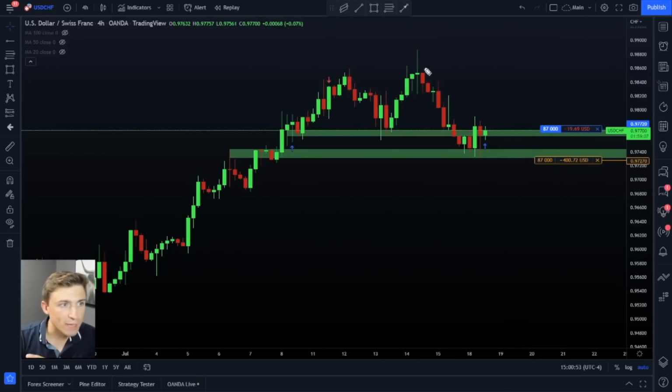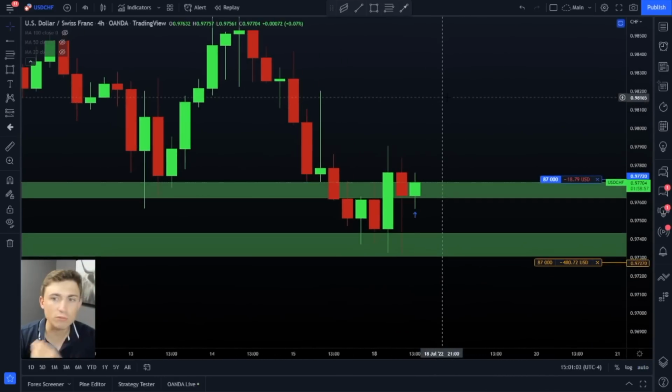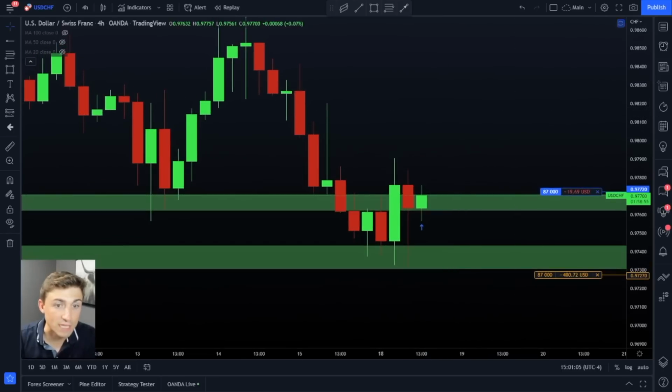So we came down here this week and we saw a nice little bounce off of this level so far. And after this retest, we got this candle right here. And I want to show you this candle because this candle was what really got me interested in actually taking a position. This candle right here.